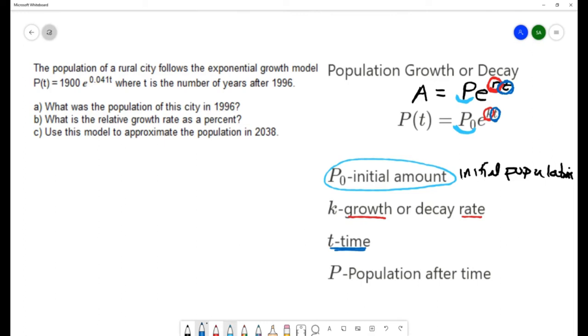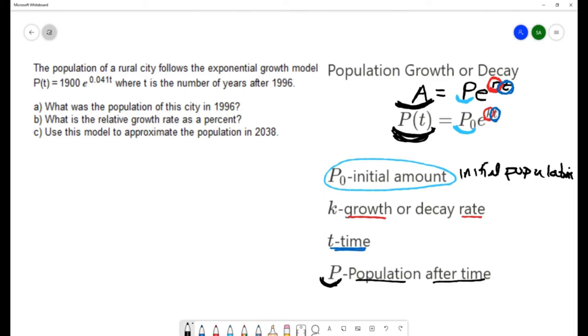And then I guess there is one more thing, this P. This is going to be the population after some period of time. So that's what we see on the other side. Over here, that would have been the accrued amount, how much money we had after time. This is going to be how much population we have after time.